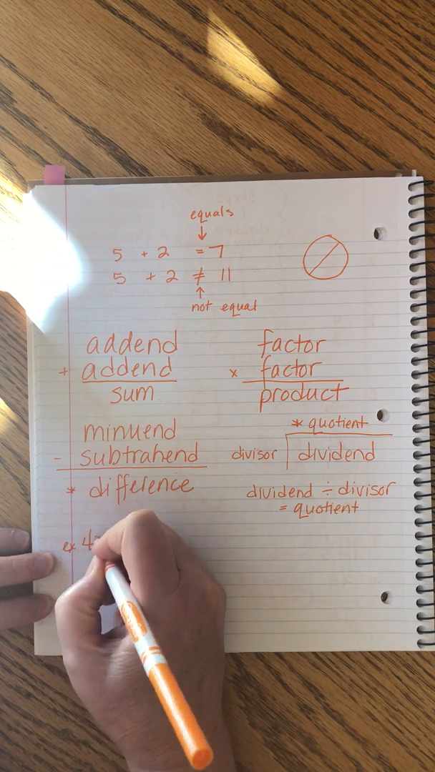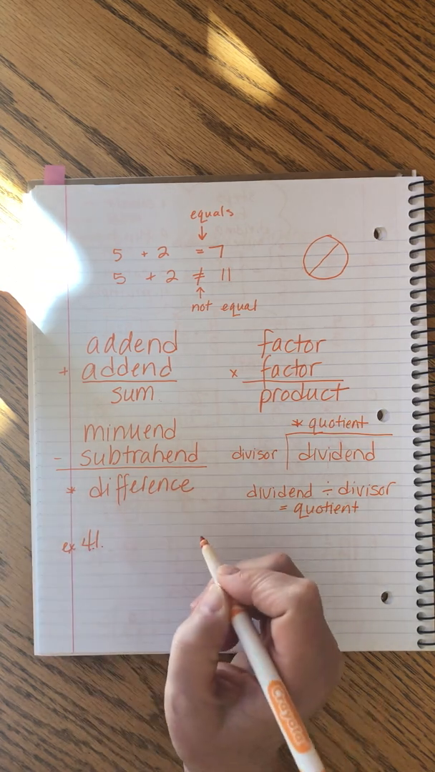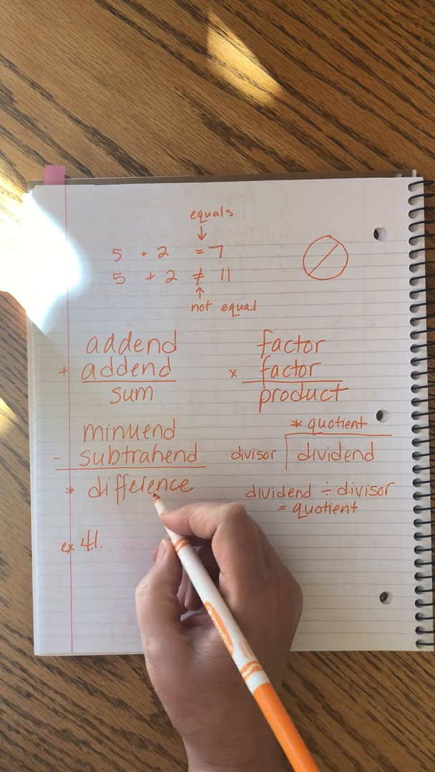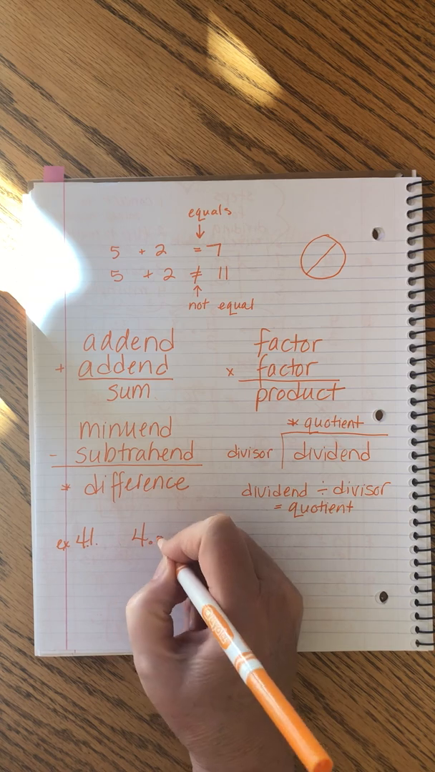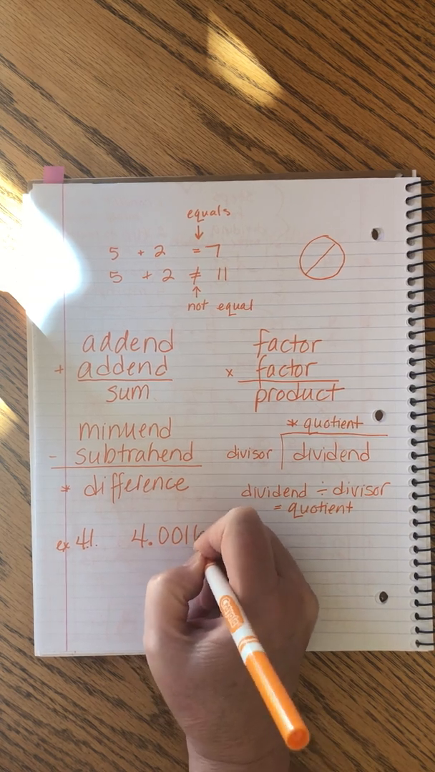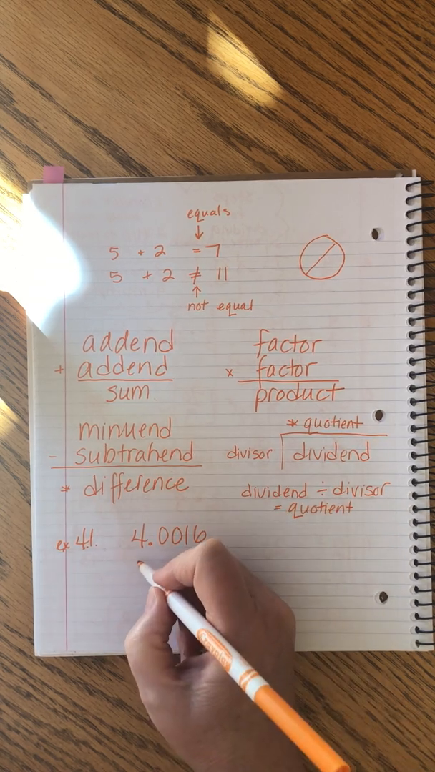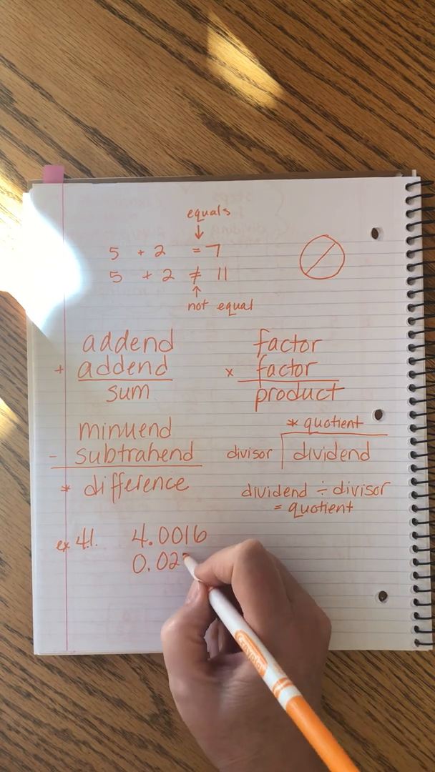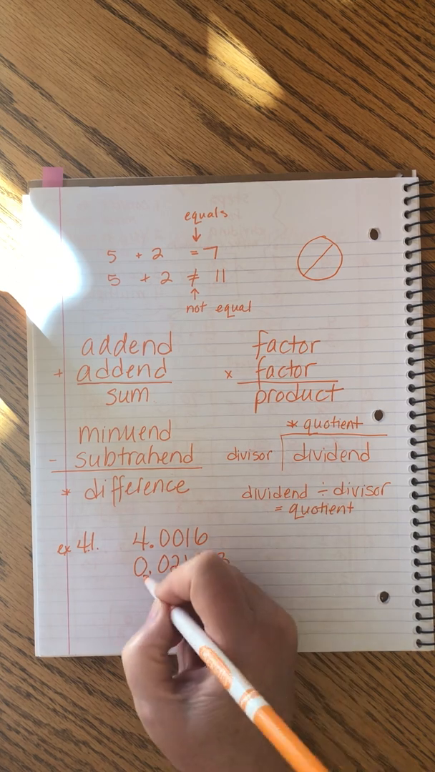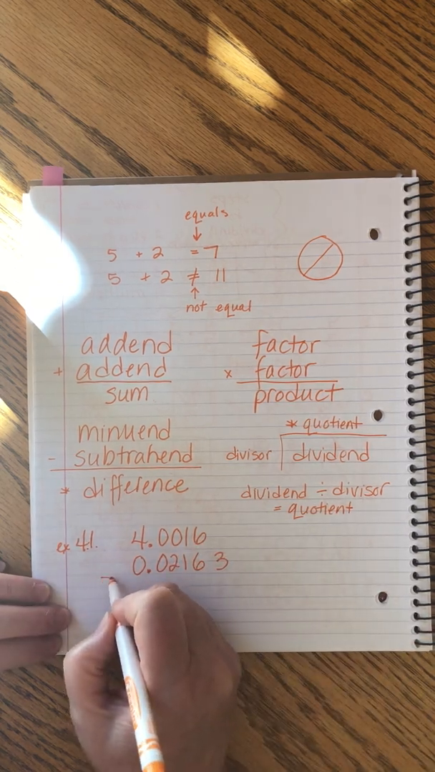Now John's decided he's going to actually number our problems. Add, and I'm going to give you two numbers here, 4.0016 and 0.0. And I've done the important thing as I wrote this down.